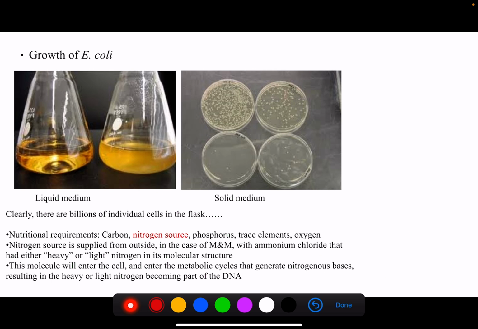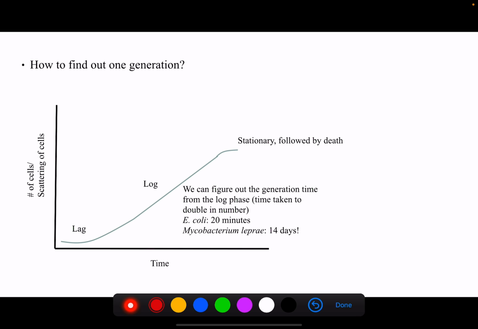Next, they have to find out one generation. So basically, what happens in a cell is it starts in a lag phase, and then it goes into a log phase where it grows exponentially, and then the population stabilizes due to the depletion of resources and all. So the log phase is where you could find the generation time. Generally, this generation time in the log phase is linear, because generation itself is a doubling in this time. Because this is exponential, the generation time will be linear basically.